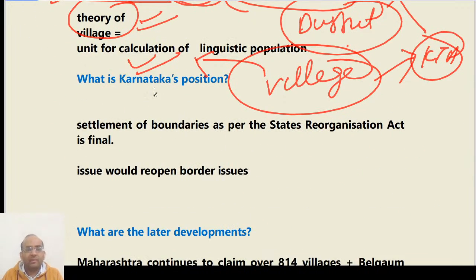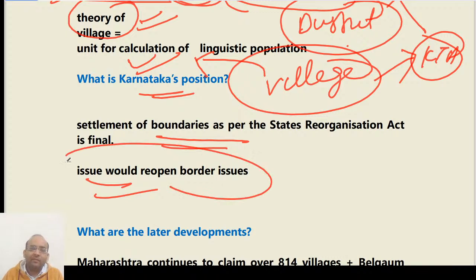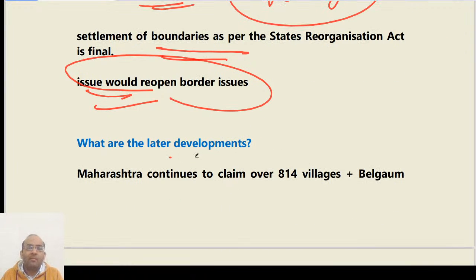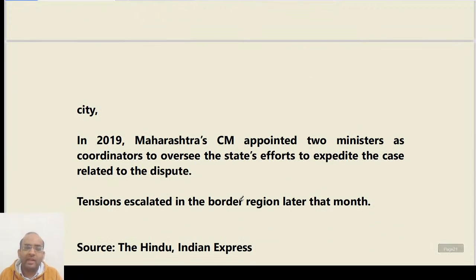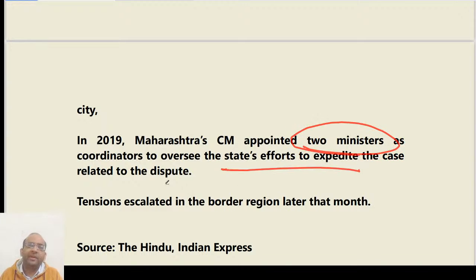So now what is the Karnataka position? It said boundary तो settle हो चुकी, हमें दोबारा पंगे नहीं लेने. We do not want to reopen the border issues. Once it is settled, it is settled for all. So what are the latest developments? Maharashtra said we want to get back the 814 villages, लेकर रहेंगे. So basically, it wants to get the Belgavi region, and it has appointed two ministers like Eknath Shinde as coordinator to speed up the judicial proceeding in Supreme Court.